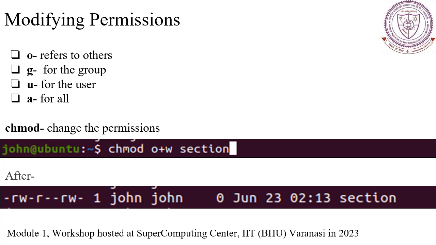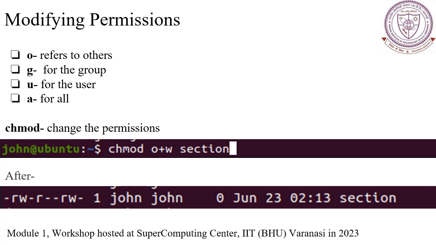The chmod command can be used to change the permission for a file or directory, including the permission for other users, O, the group, G, and the user, U, or all for A. To give the other user write permission for a file, you can use the following command: chmod o+w, followed by your file name, that is section.